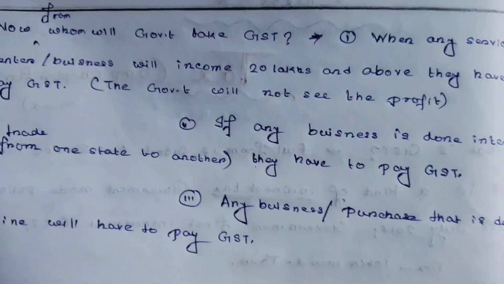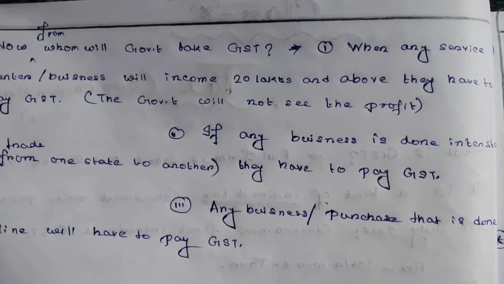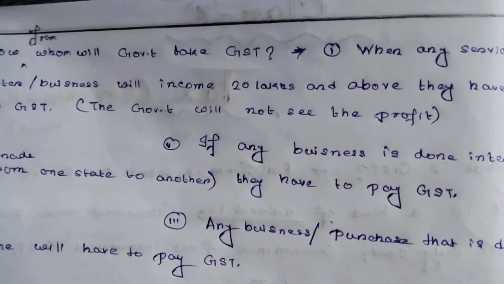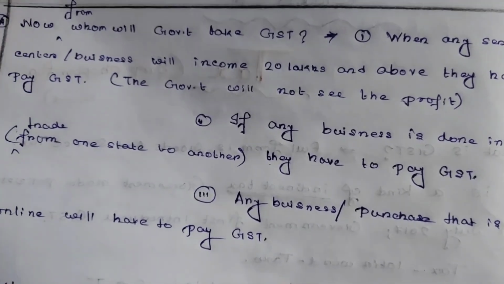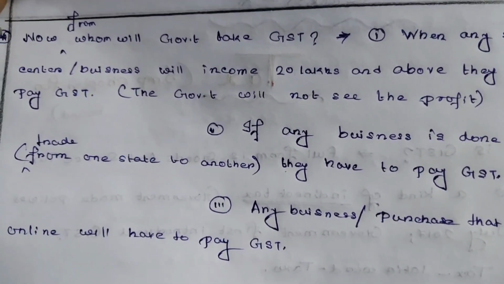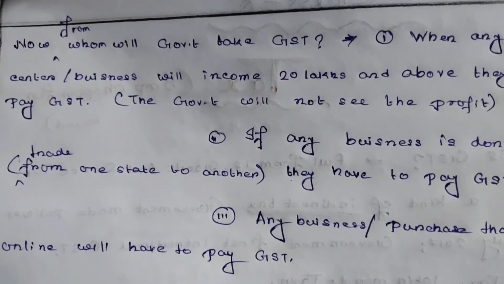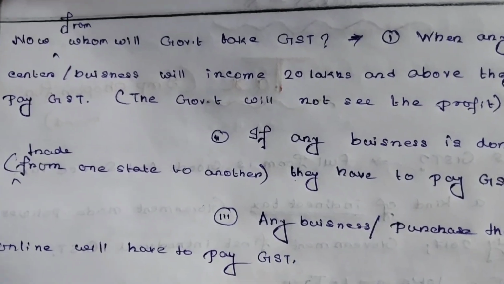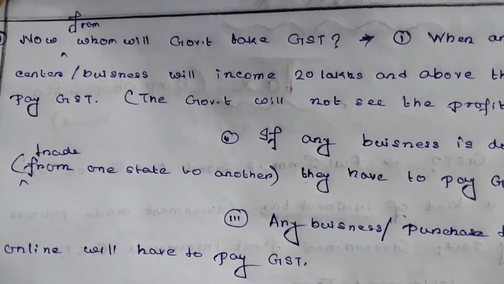Now the question is, for whom will the government take GST? What are the conditions for taking GST? Condition number 1: when any service or business income is 20 lakhs and above, they have to pay GST. The government will not see the profit, whatever the profit is. But if the income is 20 lakhs and above, or in the case of service 40 lakhs and above, then you have to pay GST.